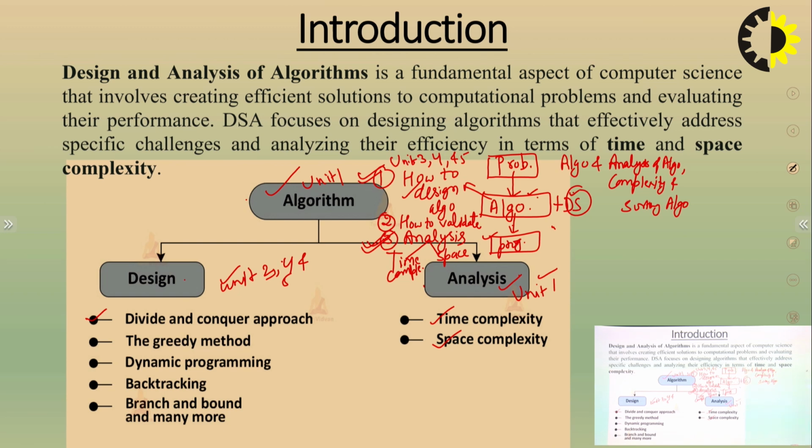Now see the definition. DA is a fundamental aspect of computer science that involves creating efficient solutions to computational problems, and evaluating their performance with the help of analysis. DA focuses on designing algorithms that effectively address specific challenges and analyzing their efficiency in terms of time and space complexity. This is the definition of DA. I think this topic is very much clear to you now.